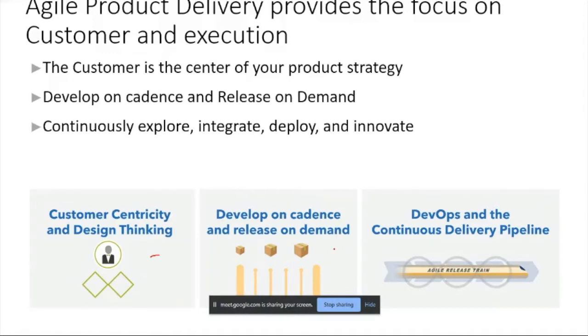Develop on cadence and release on demand. Developing on cadence helps manage the variability inherent in product development. Decoupling, a very keyword, the release of value from that cadence ensures customers can get what they need when they need it. DevOps and the continuous delivery pipeline. DevOps and the continuous delivery pipeline create the foundation that enables enterprises to release value in whole or in part at any time it is needed.